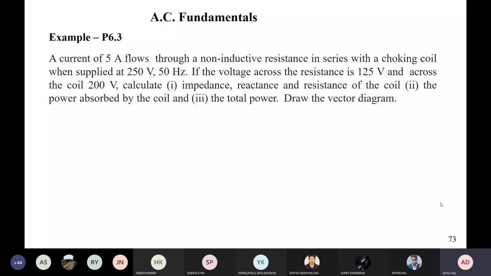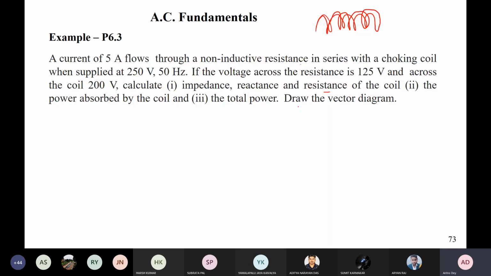So here, what is shown is a current of 5 ampere flowing through a non-inductive resistance in series with a choking coil, supplied at 250 volt, 50 hertz. For a non-inductive resistance we can just wind in one direction and then in the other direction. If the voltage across the resistance is 125 and across the coil is 200, calculate the impedance, reactance and resistance of the coil. So it is having resistance, it is not an ideal choke coil. Also find the power absorbed by the coil, the total power, and draw the vector diagram.